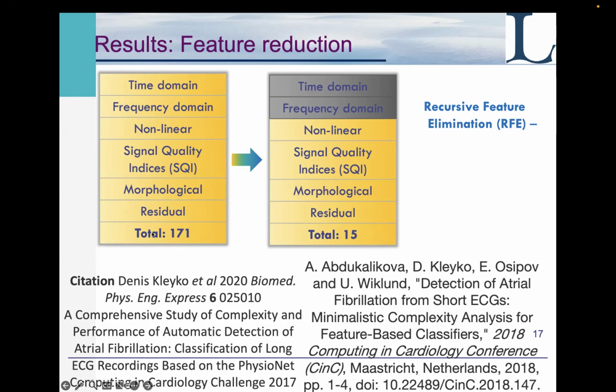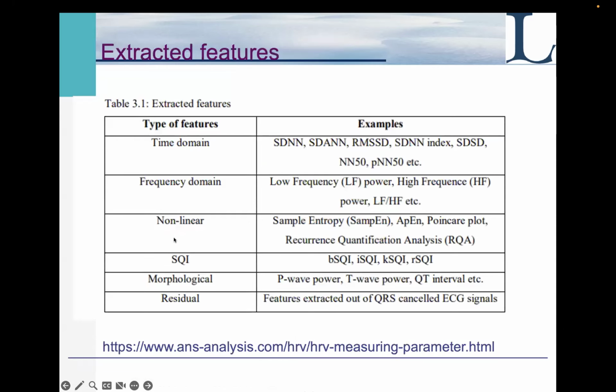The winning team, the one that produced the best results, trained their classifier on in total 171 features. Coming back to these features, the list of these features can be found here.